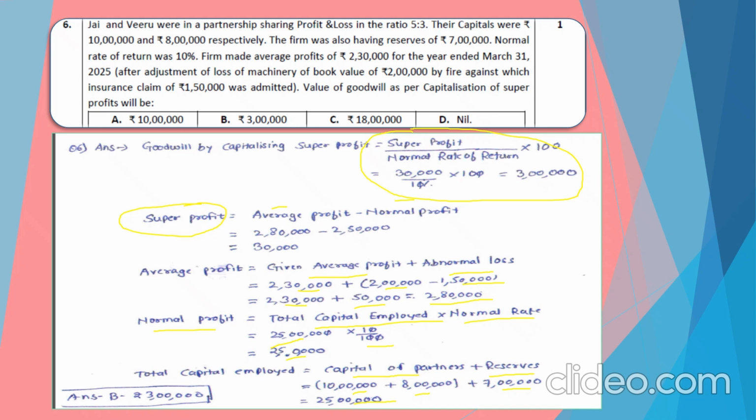So now again you will come back here where you want normal profit, and you will mention 2,50,000. So 2,80,000 minus 2,50,000 is how much? 30,000. Okay, this 30,000 you're going to put in the super profit place in your formula. 30,000 upon 10 into 100. So your answer here will be 3 lakh. So your goodwill by capitalizing super profit will be 3 lakh. I hope this is clear for you guys. I'll go on to the next question now.